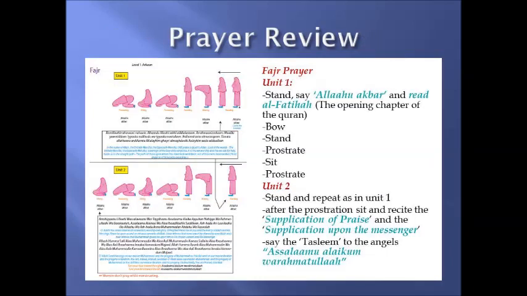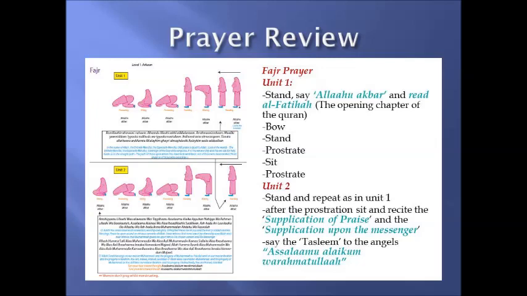Now let us review the prayers together. Fajr prayer. In Unit 1, stand, say Allahu Akbar, and read Surah Al-Fatiha, the opening chapter of the Quran. Then bow, stand from bowing, prostrate, sit, and prostrate again. Then stand up for Unit 2.